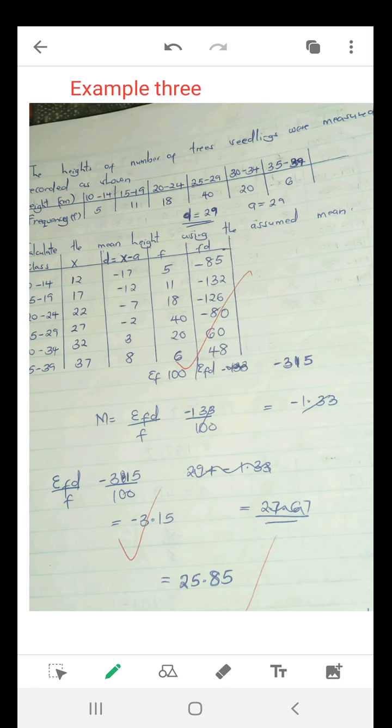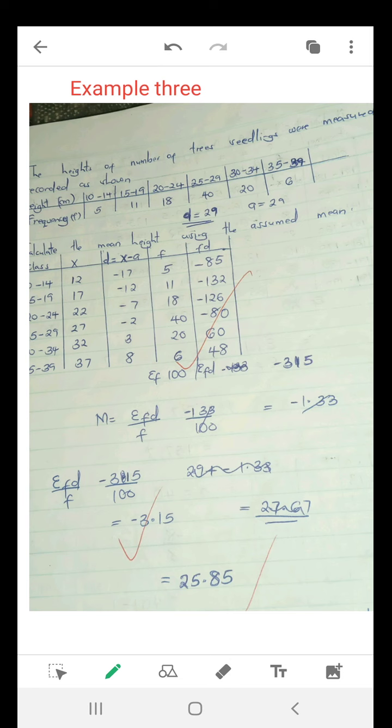So I have my assumed mean. I chose my assumed mean to be 29. So I have to make a table with the classes.